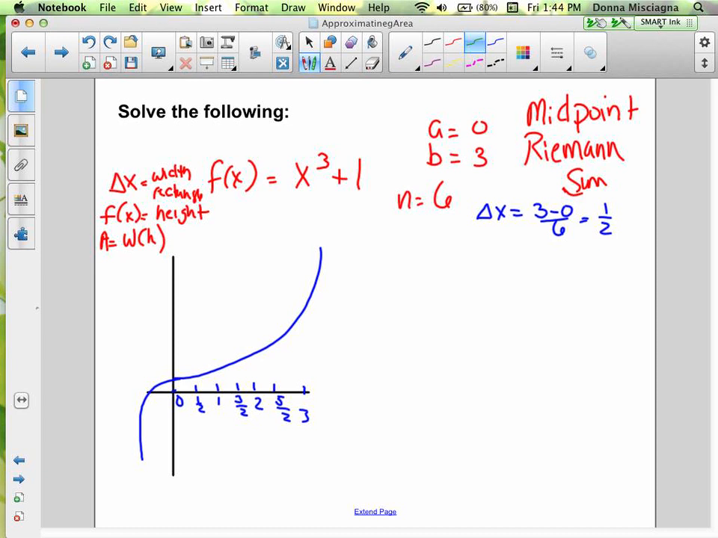This would be an overestimate on the right Riemann sum, but the midpoint's a lot closer. But you can't really tell whether it's going to be an overestimate or an underestimate. So you'll never be asked that on the midpoint.